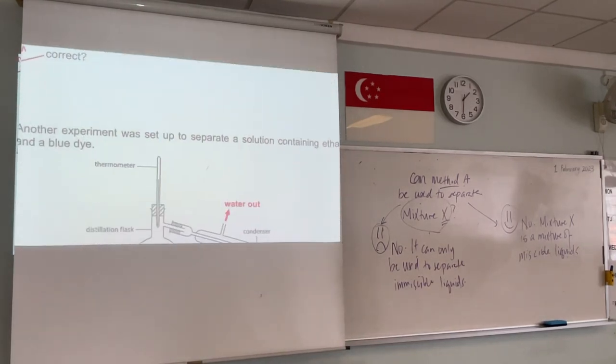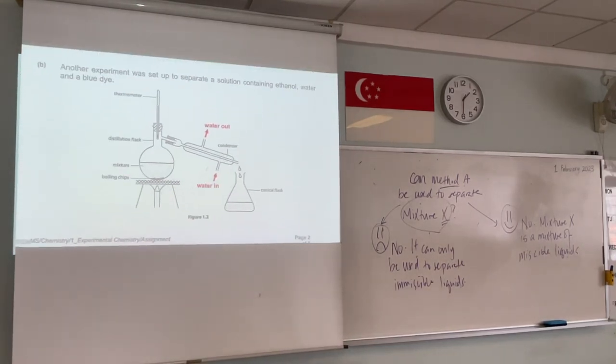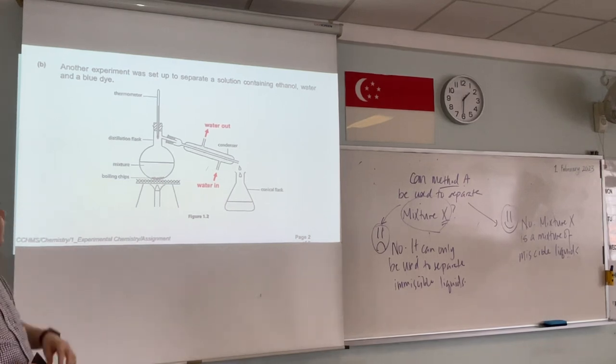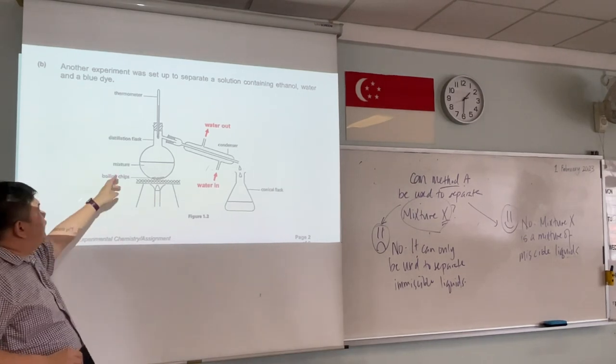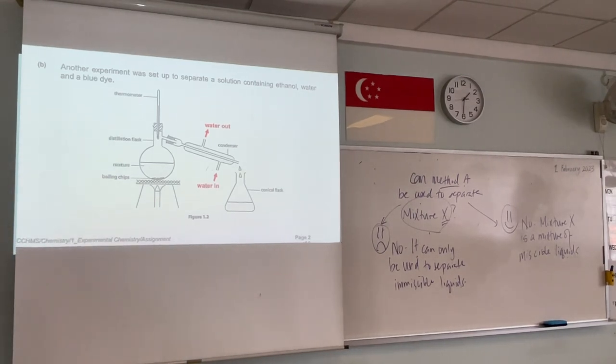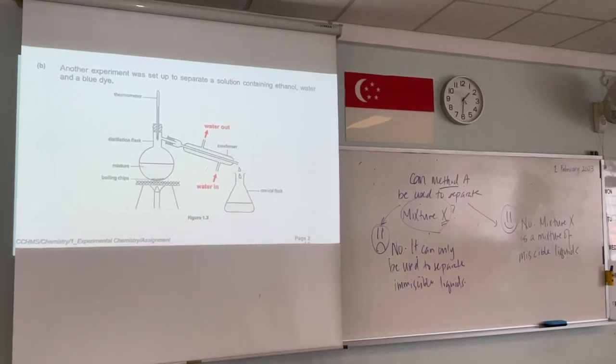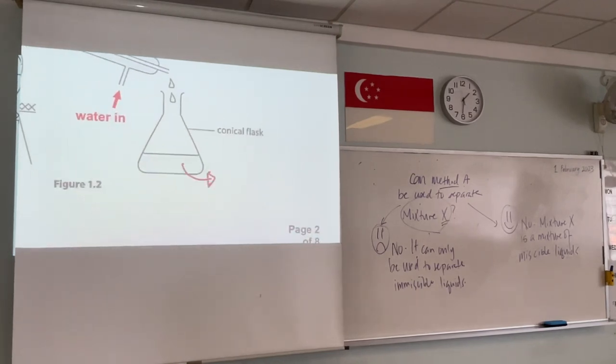Next, an experiment was set up to separate a solution containing ethanol, water, and a blue dye. There are three components over there: ethanol, water, blue dye. Mixture over here, boiling chips, immediately you can see this is a setup for simple distillation. Now, a few things. Are you able to label the entire setup? Without reference? Yes.